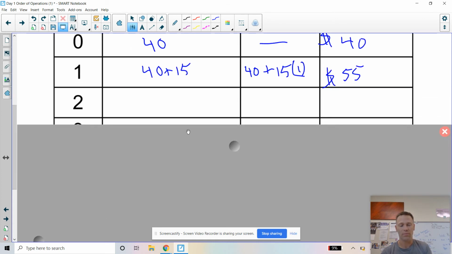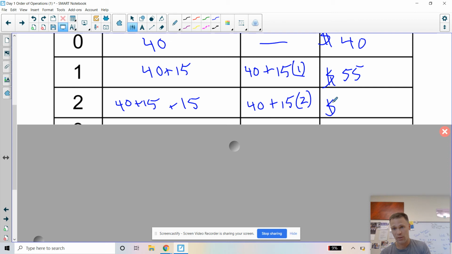In the second step, you can imagine what's going to happen. I'm going to start with the 40 plus 15 from last week, but now I'm going to add an additional 15. And instead of writing that again, it's going to be 40 plus 15 times 2. 15 times 2 is 30 plus 40 is 70. So now I got 70 bucks.